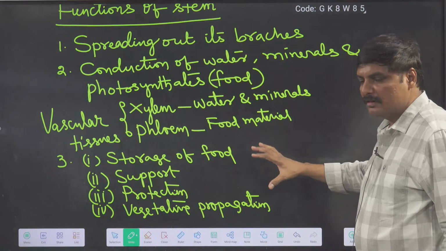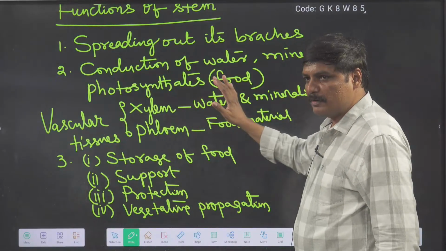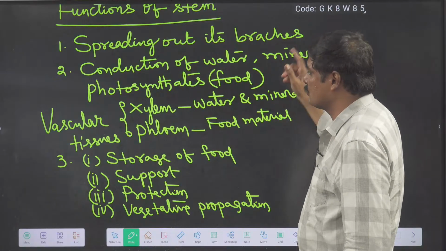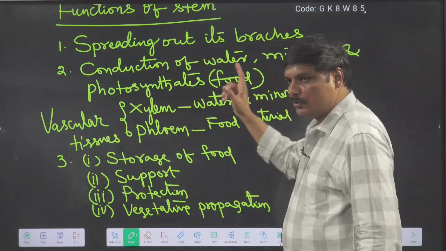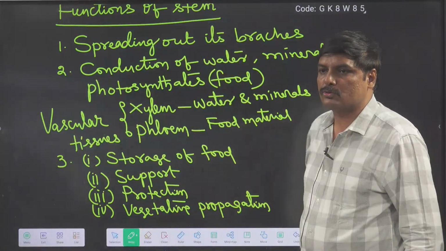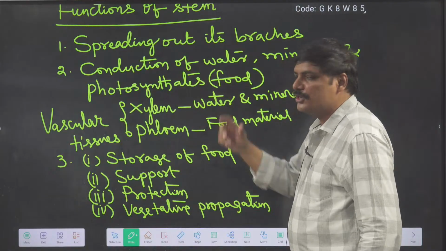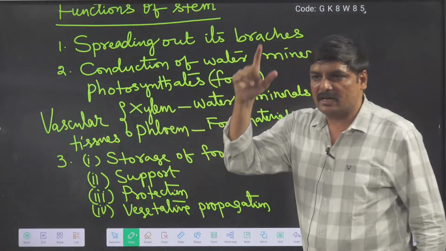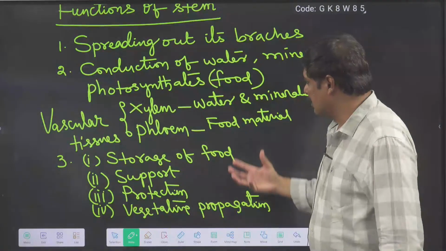I repeat once again, stem performs the following functions. Generally, all the stems perform spreading out of its branches. The branches bear leaves, flowers and fruits. Second one is stem helps in conduction of water and minerals and also photosynthate, nothing but the end product of photosynthesis. That is the food material, the sucrose. And this is possible because the stem contains vascular tissues. Two types of tissues, namely xylem and phloem, are called vascular tissues. These are also called conducting tissues, right?